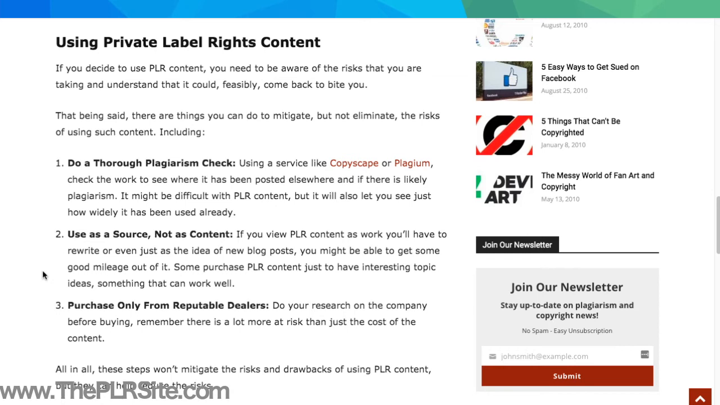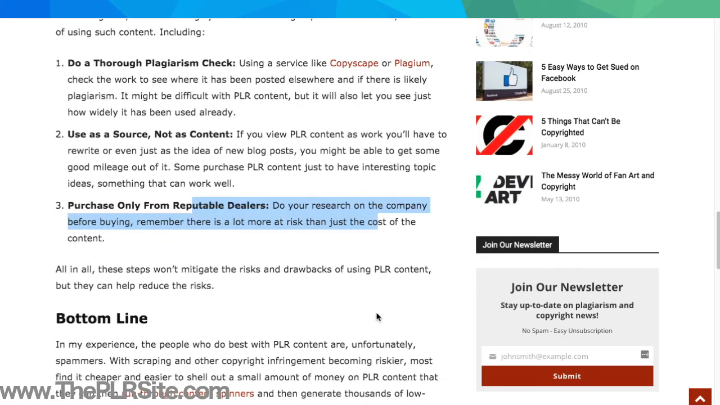Do your research on the company before buying. Remember, there's a lot more risk than just the cost of the content. So, what have I been saying? Oh yeah, buy from reputable dealers. Again, this is not an indictment of PLR content. It's only about specific types of PLR content. Again, I didn't think about the first point, actually a pretty good tool. Two, yeah, I've been saying that. Three, that's what my whole site's based on: getting people information about reputable dealers.